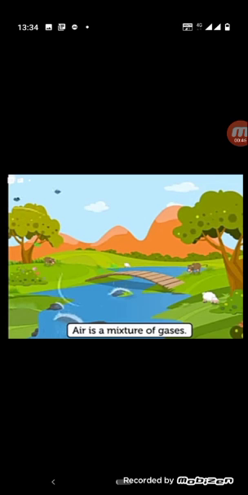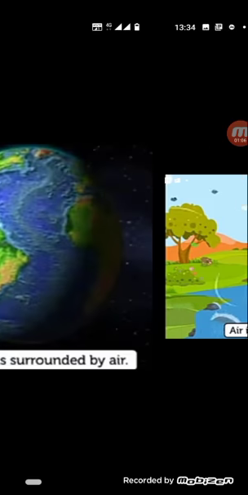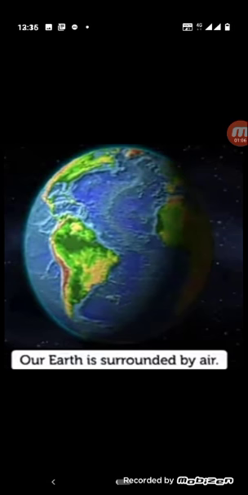You are familiar with air. Air is a mixture of several gases. It also contains water vapor, smoke, dust, and germs. Do you know? Air is present everywhere, and our earth is surrounded by air.